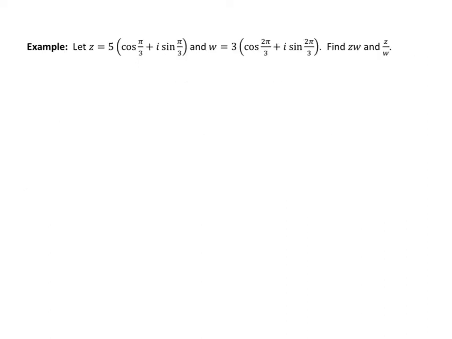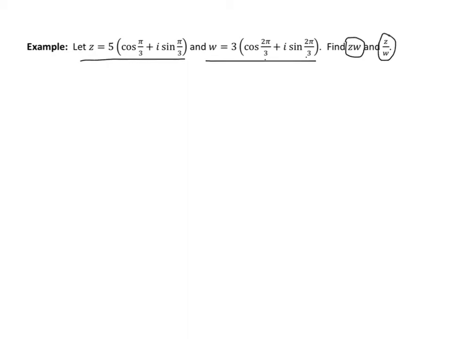So now we're going to look at a really concrete example. We start with z being 5 times cosine pi over 3 plus i sine pi over 3. And we've got the complex number w, which is 3 times the cosine of 2 pi over 3 plus i sine of 2 pi over 3. You're being asked to find the product of z and w and the quotient of z and w.